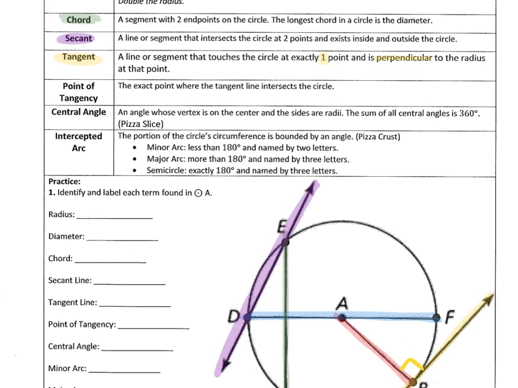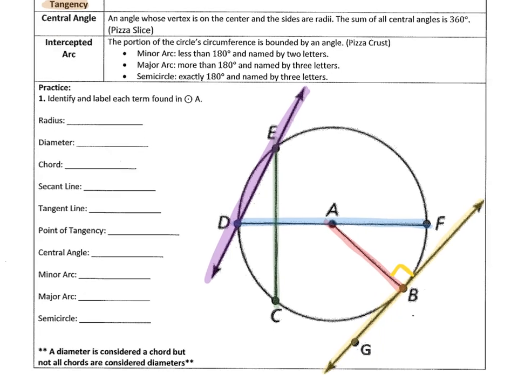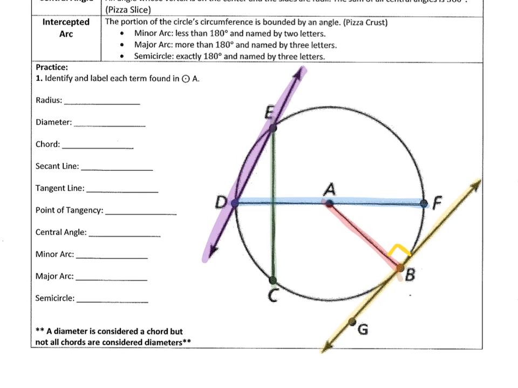The next vocabulary word is point of tangency. Now this one kind of makes sense just by its name. Point of tangency means that it's going to be the exact point where the tangent line touches the circle. So our point of tangency, exactly where it touches the circle, is right here. Point B is the point of tangency. It's exactly where my yellow tangent line comes and touches the circle.